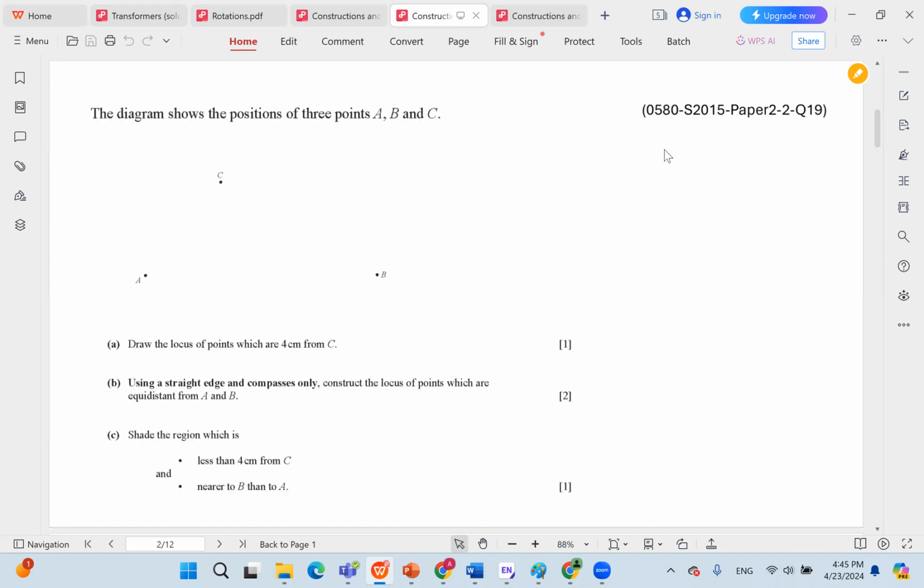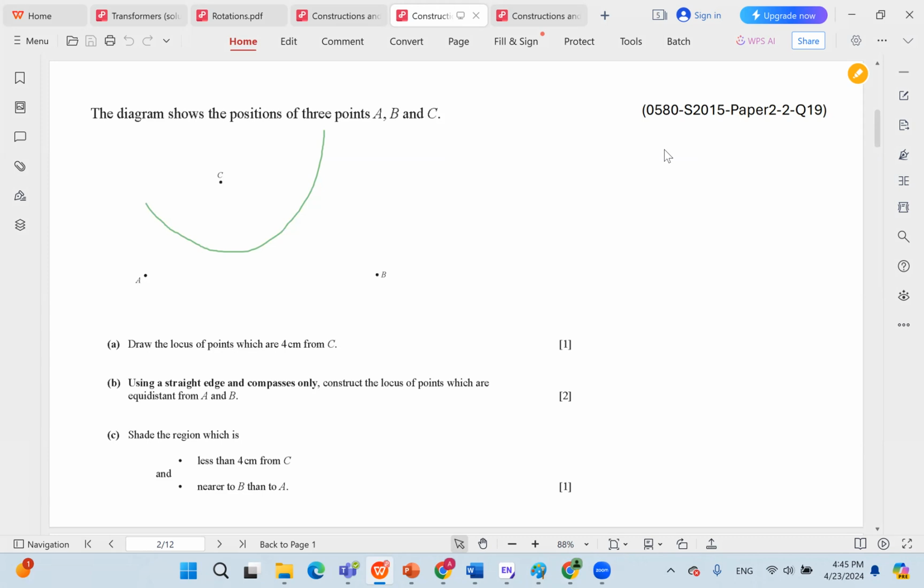The diagram shows the positions of 3 points A, B, and C. Draw the locus of points which are 4 centimeters from C. So we should set our compass to 4 centimeters and just draw an arc around C like this. Again, these videos are just conceptual. They will not be accurate constructions. They're just meant to give you a rough idea of how the answer should look.